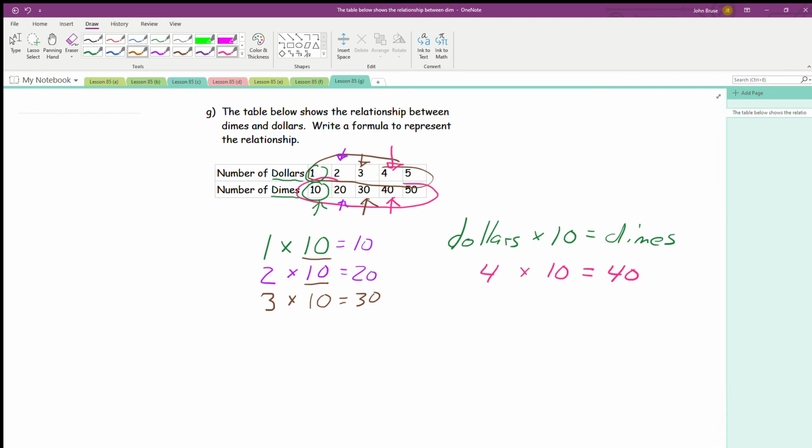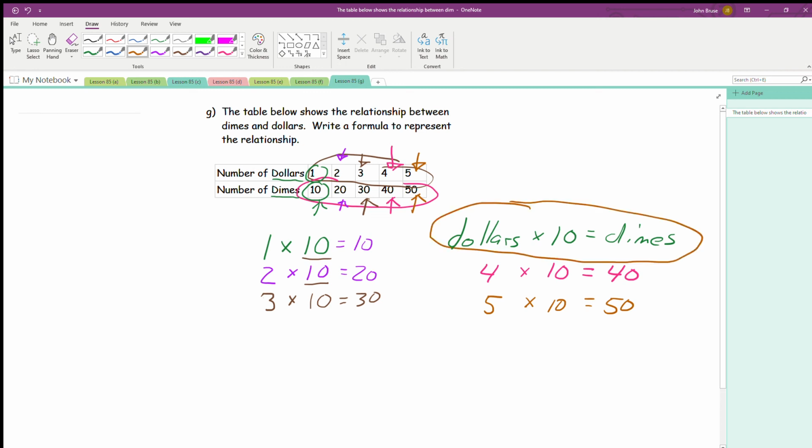And let's do one last one. Let's try this orange color. Okay, we're going to do this one here. Make sure our formula works. We've got $5 times 10 equals 50. There it is, right there. So our formula is dollars times 10 equals dimes. And there is lesson 85.